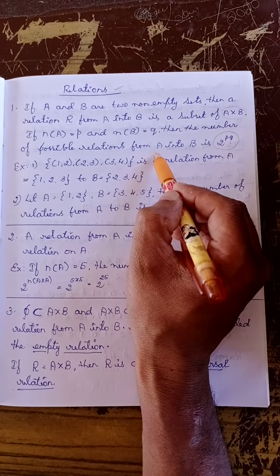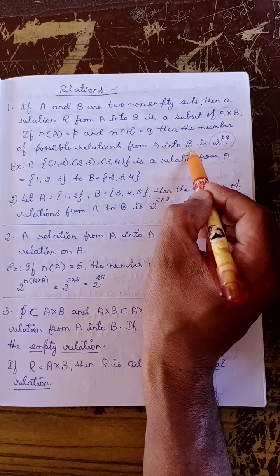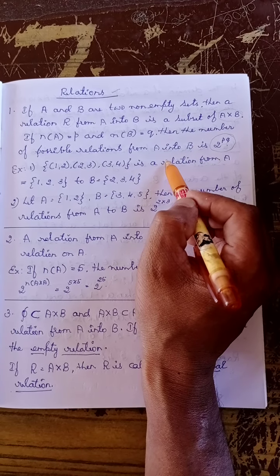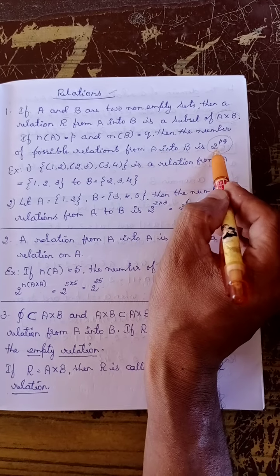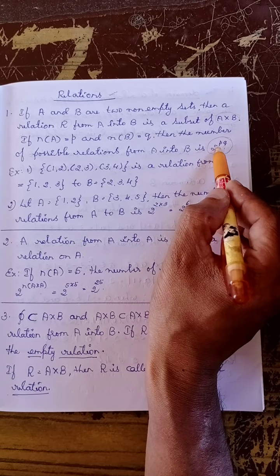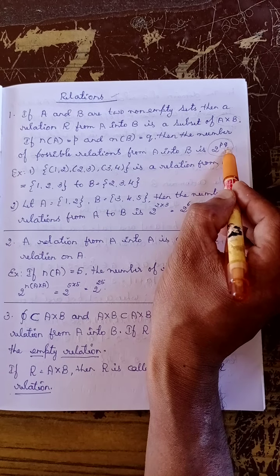So if we know the number of elements in the given set A and the number of elements in the given set B, then the number of possible relations from set A into set B, or from set B into set A, is 2 to the power P into Q, where P is the number of elements of set A and Q is the number of elements of set B.